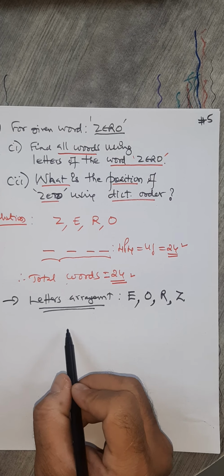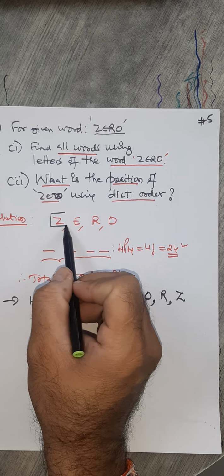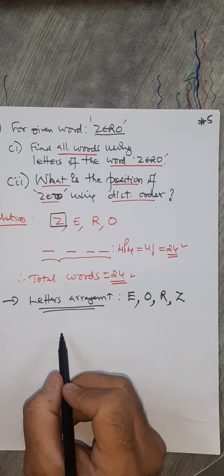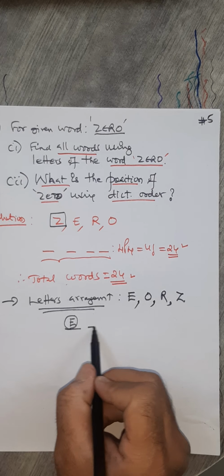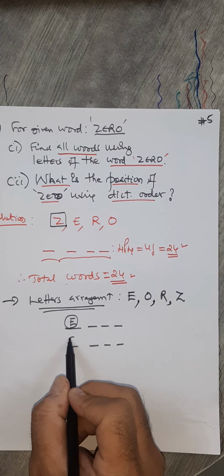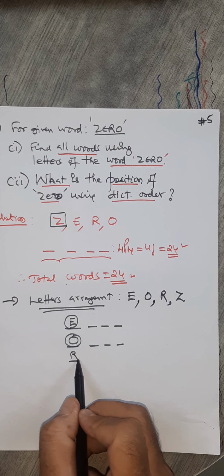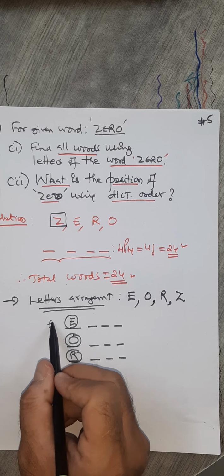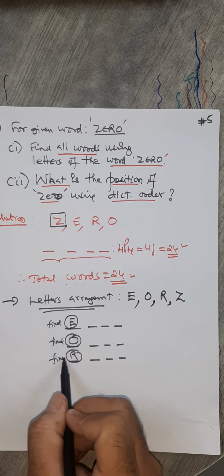Now what we do? You see, in the given word, the first letter is Z. Now before Z you have how many letters? 3 letters. So first what I'll do, I'll find all words whose first letter is E. I'll find all words whose first letter is O. Fix this. This is fixed. I'll find all words whose first letter is R. Right? Have you noticed? So ये तीनों तीन fixed है, remember. This is fixed. This is also fixed. And this is also fixed.